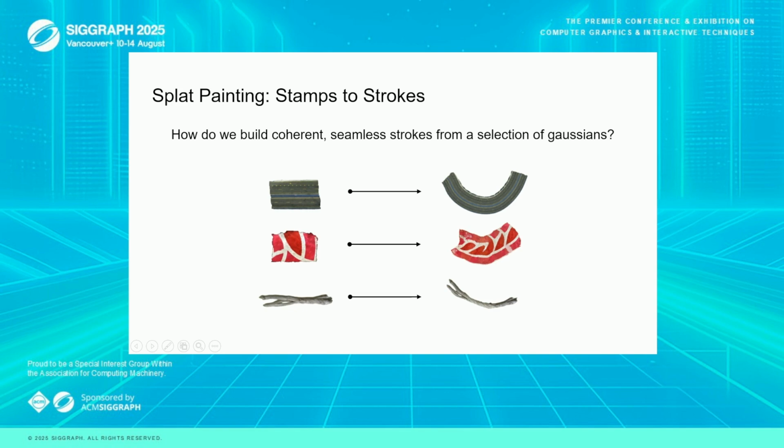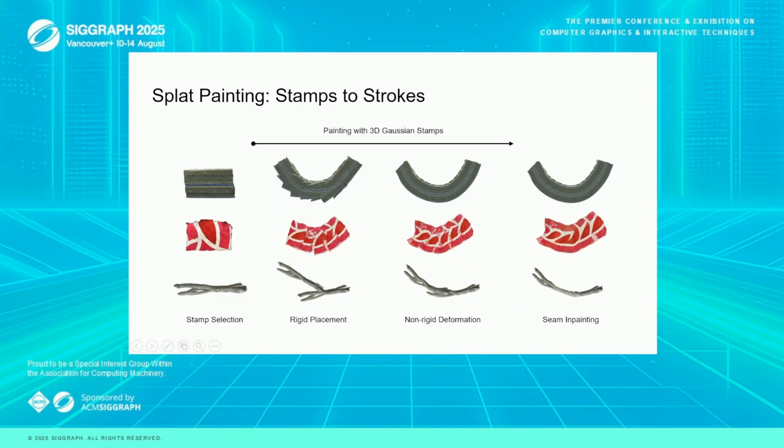Our method is built upon the basic ability to build coherent, seamless strokes from a selection of Gaussians in real time. We achieve this in 4 basic steps: selecting and orienting Gaussian stamps, placing them along a user's painted strokes, deforming them to fit the shape of the stroke, and finally in-painting artifacted seams.